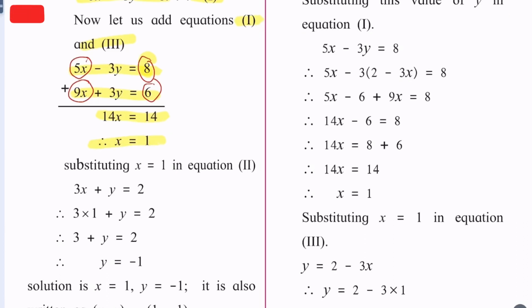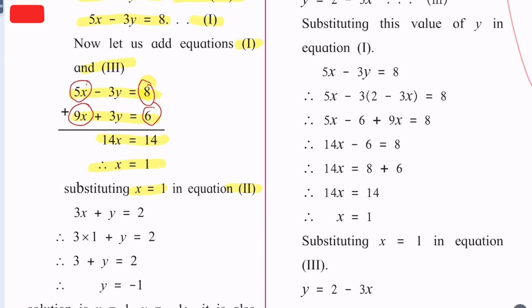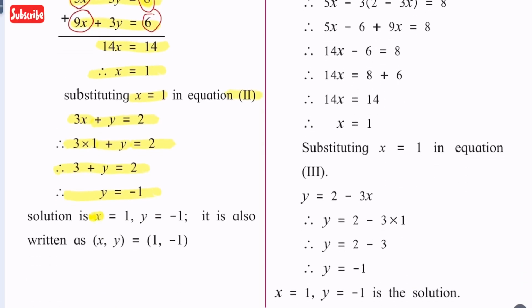Now substituting this value of x equal to 1 in equation 2, we get 3x plus y equal to 2, giving 3 into 1 plus y equal to 2. Therefore 3 plus y equal to 2. Therefore y equal to 2 minus 3, that is minus 1. Hence the solution is x equal to 1, y equal to minus 1, which can be written in coordinate form as (1, minus 1).